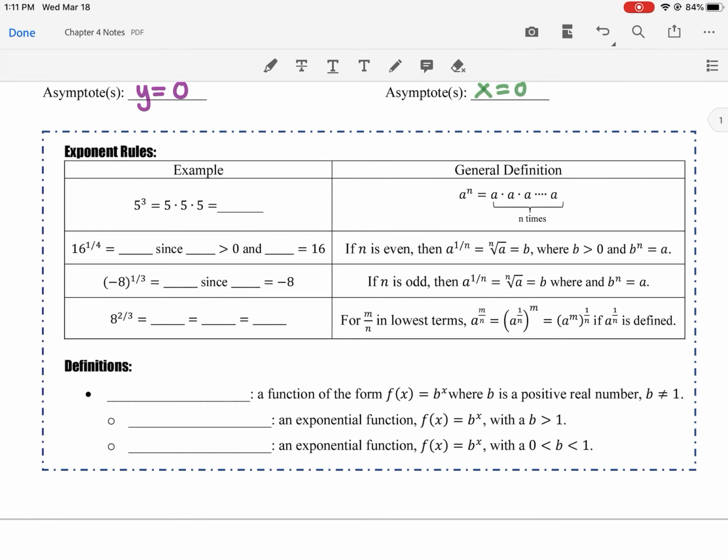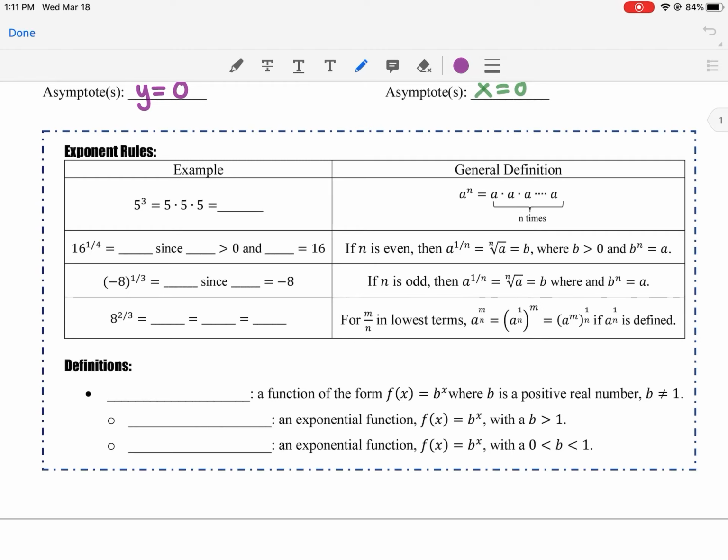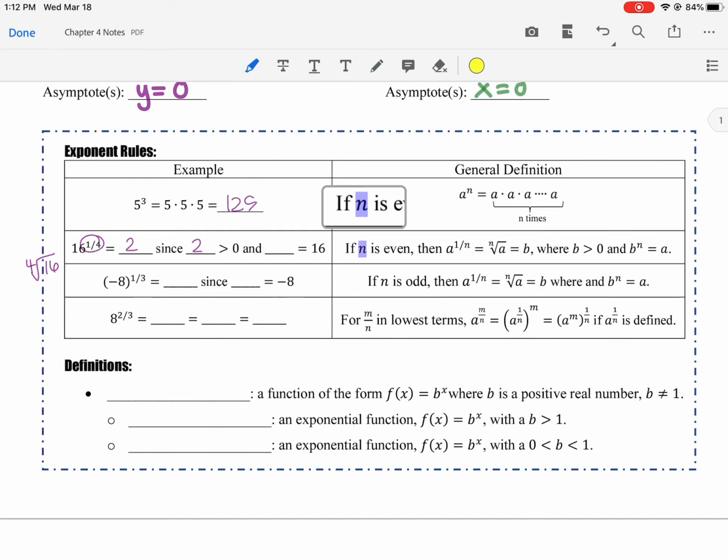Okay, as we look at this bottom part, this is just defining things for you. When it says 5 to the third, we're saying that is equivalent to 5 times 5 times 5, which is 125. So repeated multiplication is our definition of having a base with an exponent. If you've got a fractional exponent, that's the same as saying the fourth root of 16. So what times itself 4 times gives us 16? The answer is 2. Notice here we do want it to be positive, or greater than 0, because our n is even, right?